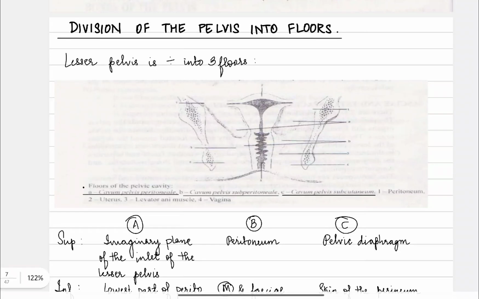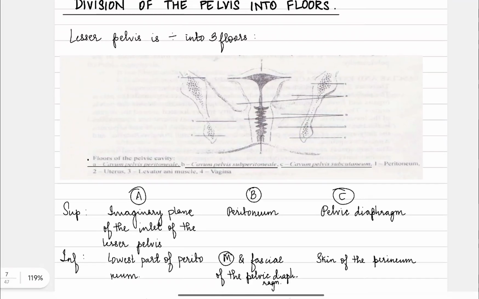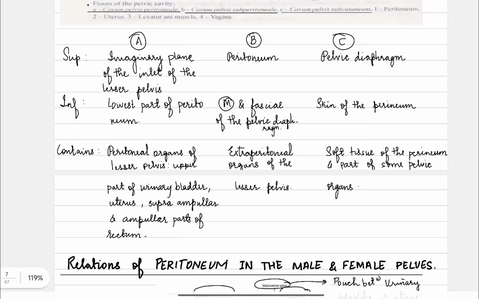Now, division of the pelvis into floors. The lesser pelvis is divided into three floors. Which are those? Cavum pelvis peritoneale, cavum pelvis subperitoneale, and cavum pelvis subcutaneum. Now, these are the spaces.